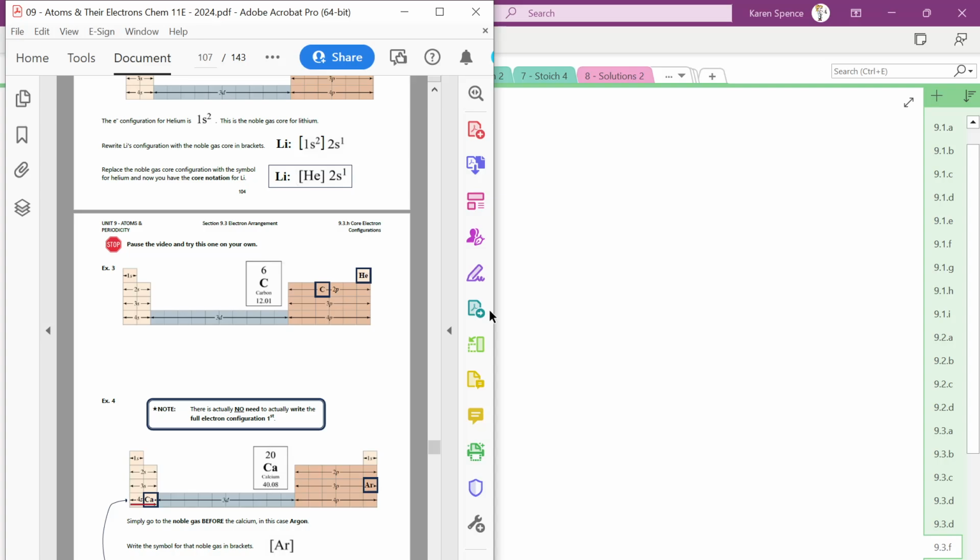You might even find 9.3C you don't need as much because we've already talked about orbitals, but it could be a good review. Up to you, whatever.